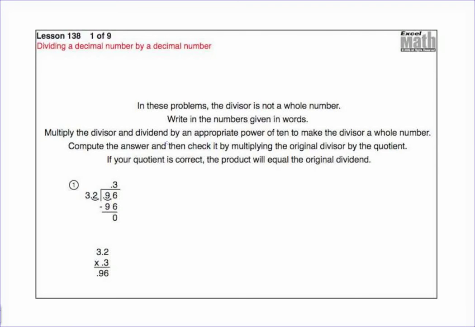Sixth grade Excel, lesson 138, dividing a decimal number by a decimal number. In these problems, the divisor is not a whole number. The divisor is this number out here. It's not a whole number.